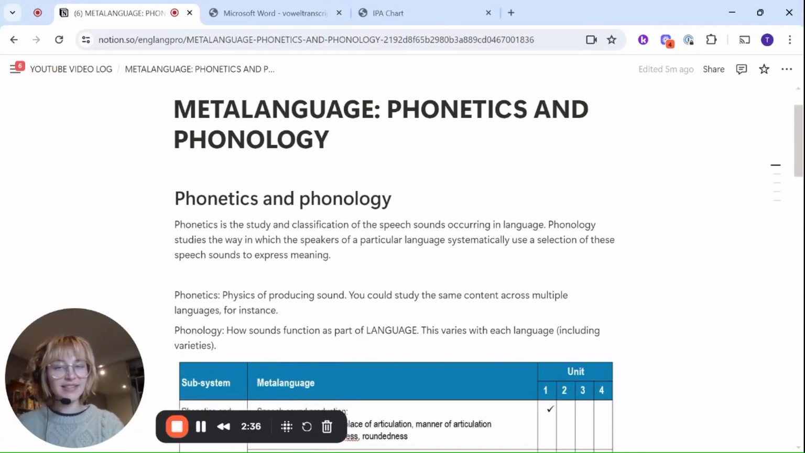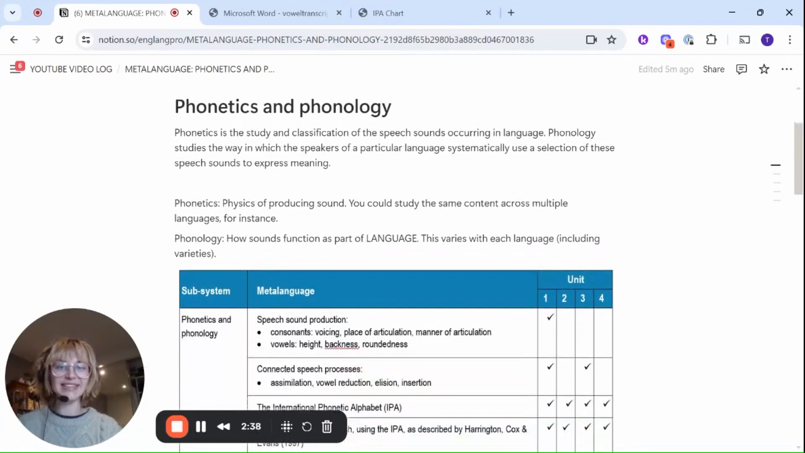So let's start with a definition. Phonetics is the study and classification of the speech sounds occurring in language. Phonology studies the way in which the speakers of a particular language systematically use a selection of these speech sounds to express meaning. This is the definition from the study design. It doesn't get more official than this, but I can break it down a little bit further for you guys to make it a little bit more clear.